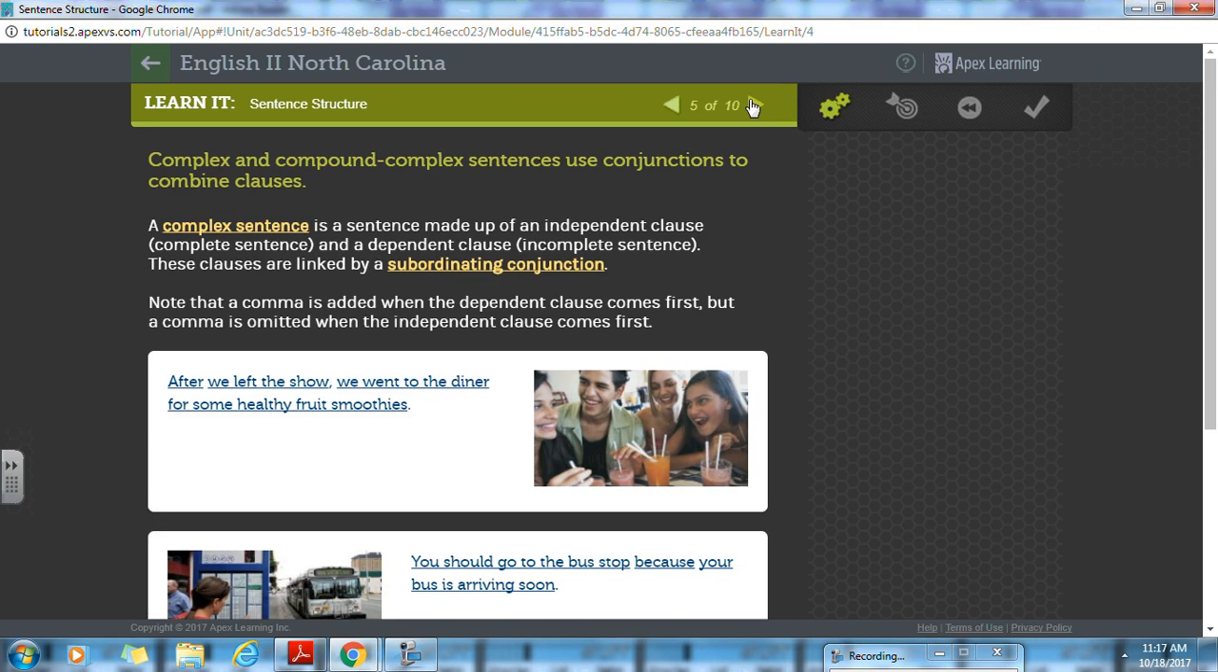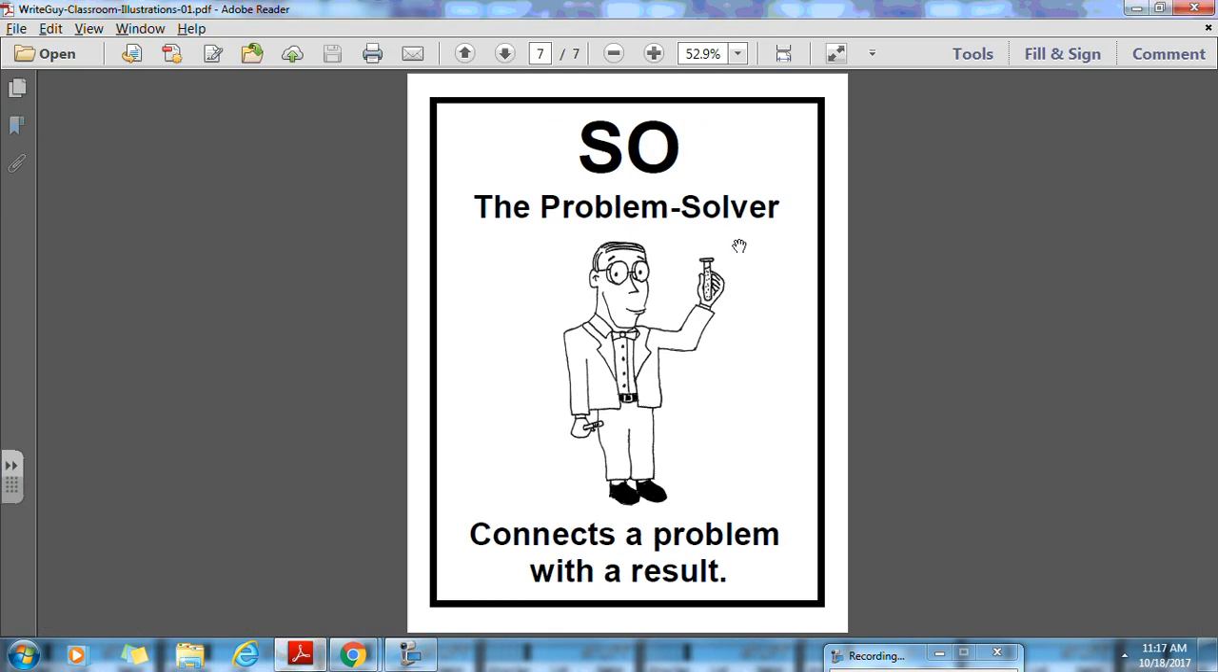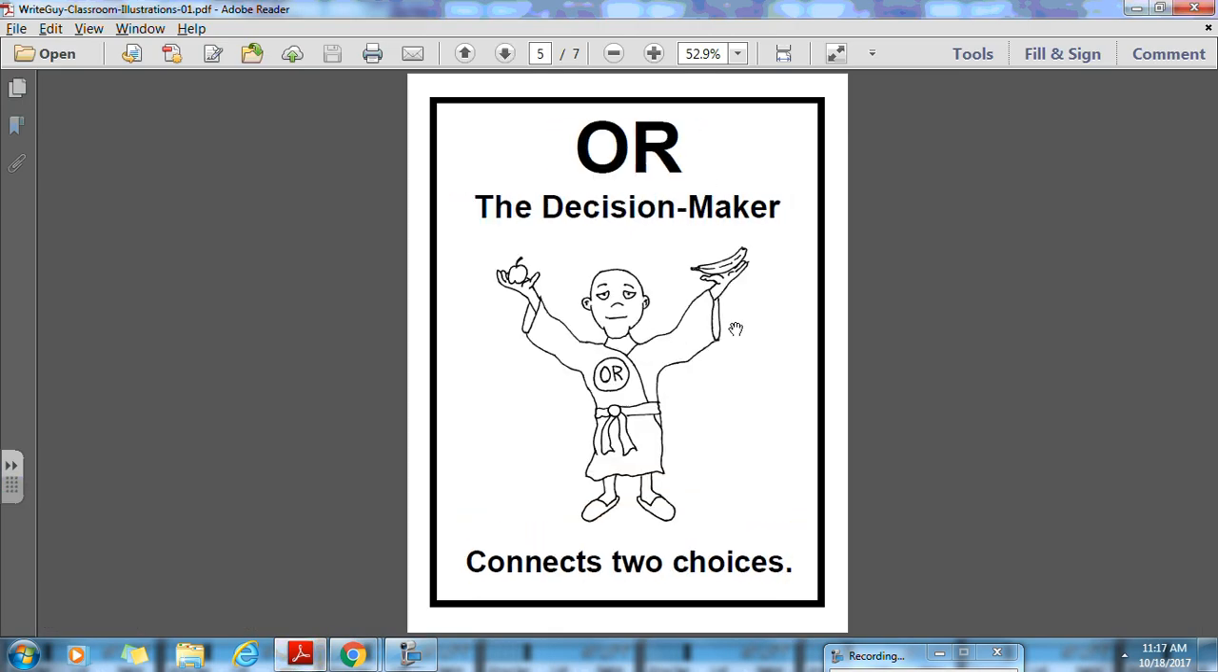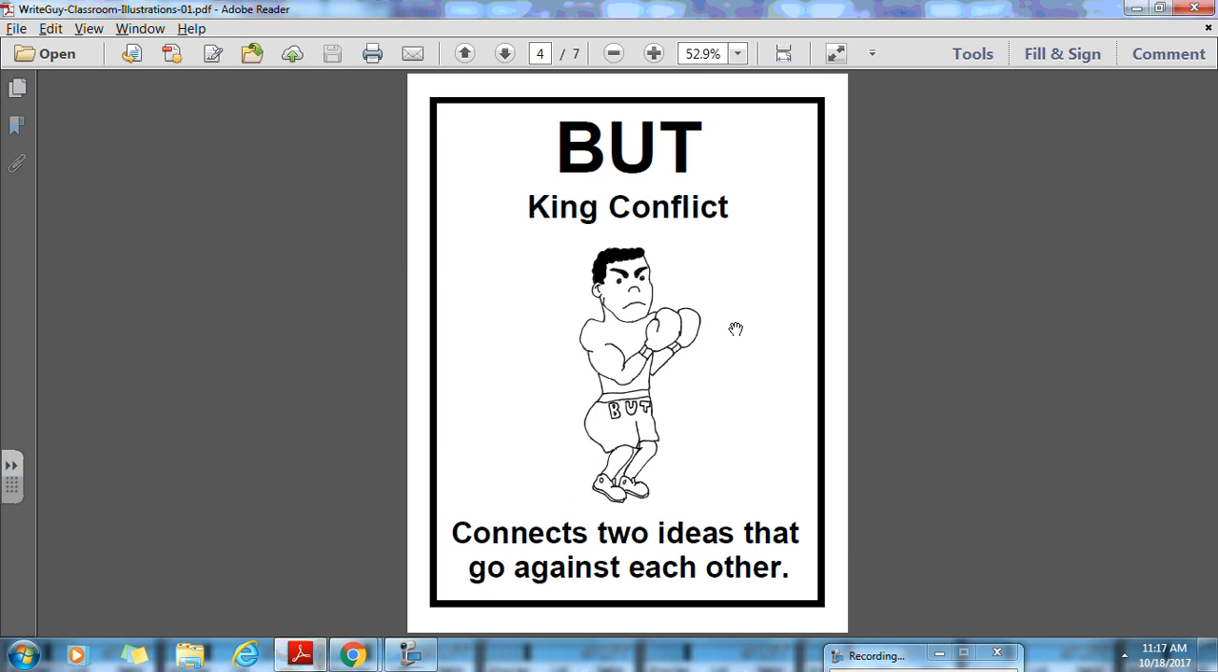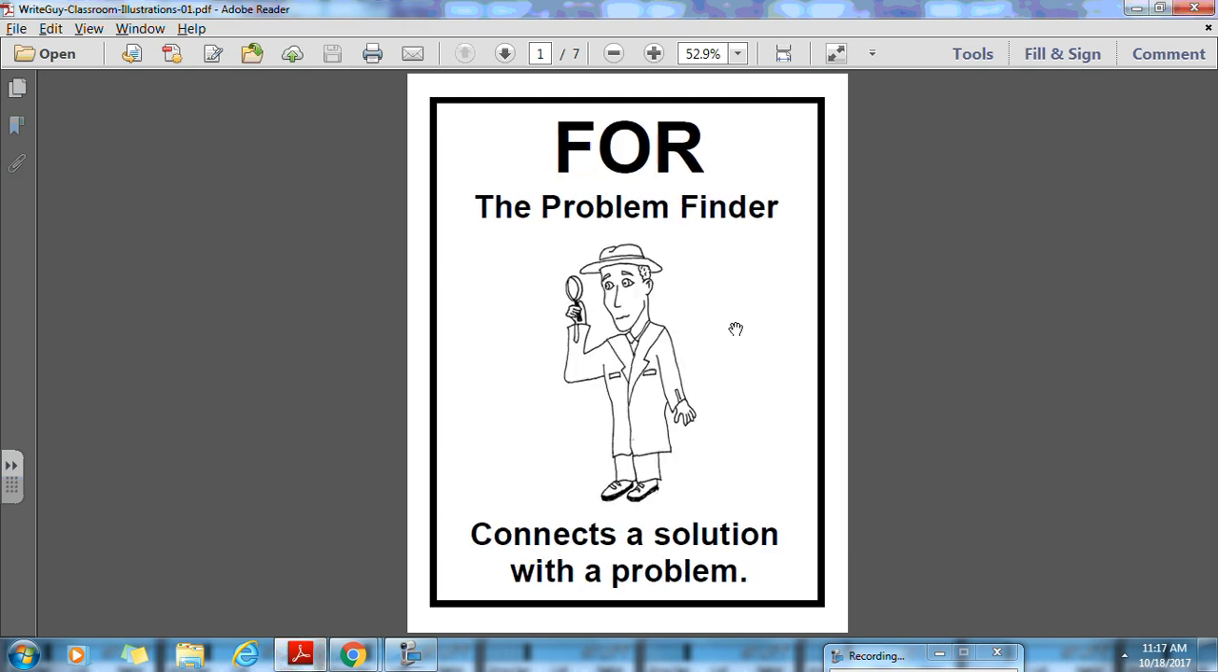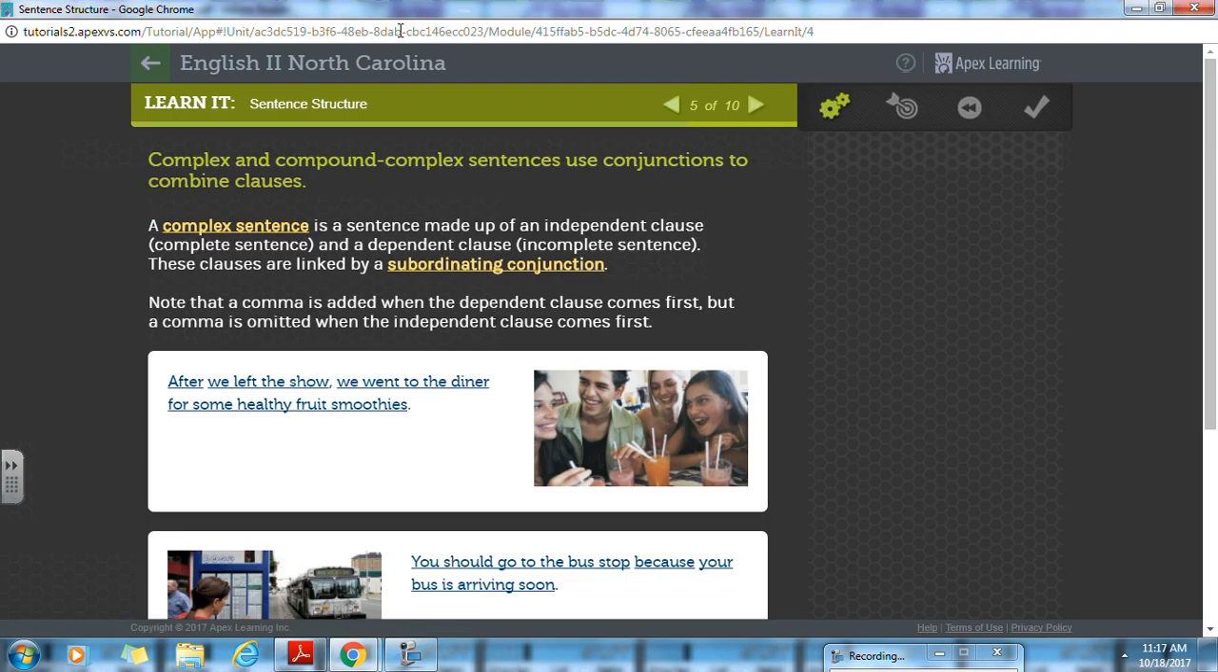The next 2 sentences that we're going to talk about are complex and compound complex sentences. They also use conjunctions to combine clauses, but they use a different set. So here's another very important point. Compound sentences only use our 7 conjunctions. When you join 2 simple sentences together, you will only join them with these 7 conjunctions, aka the fanboys.